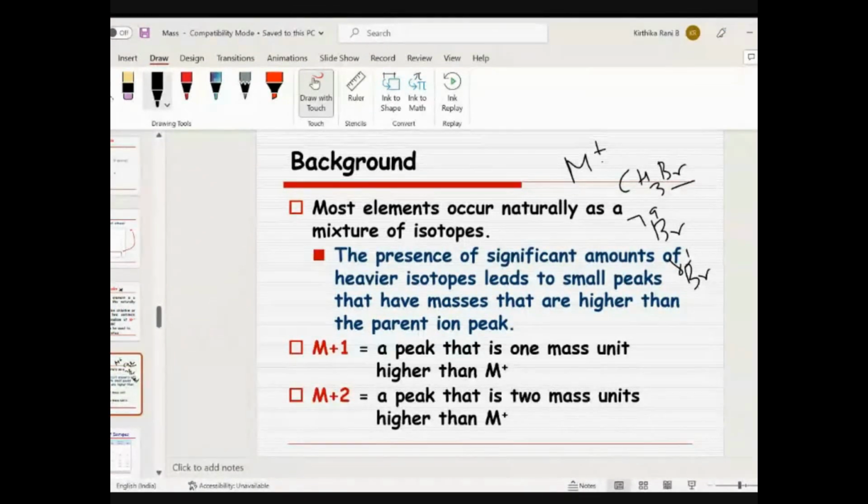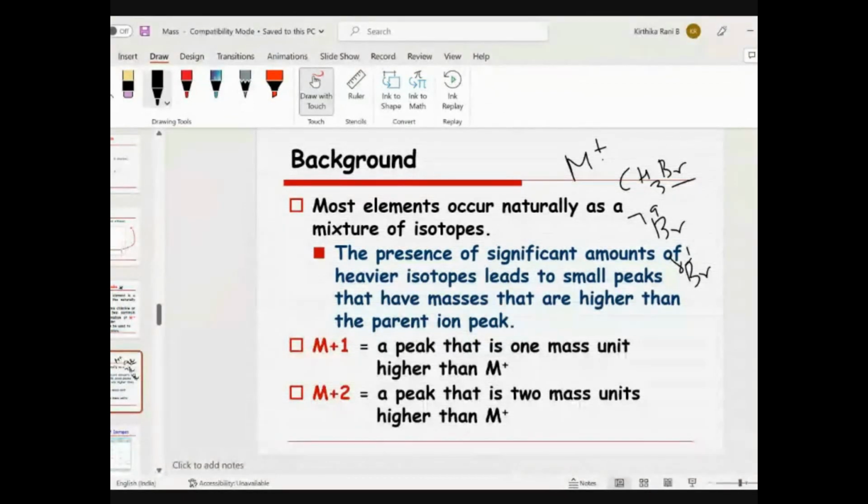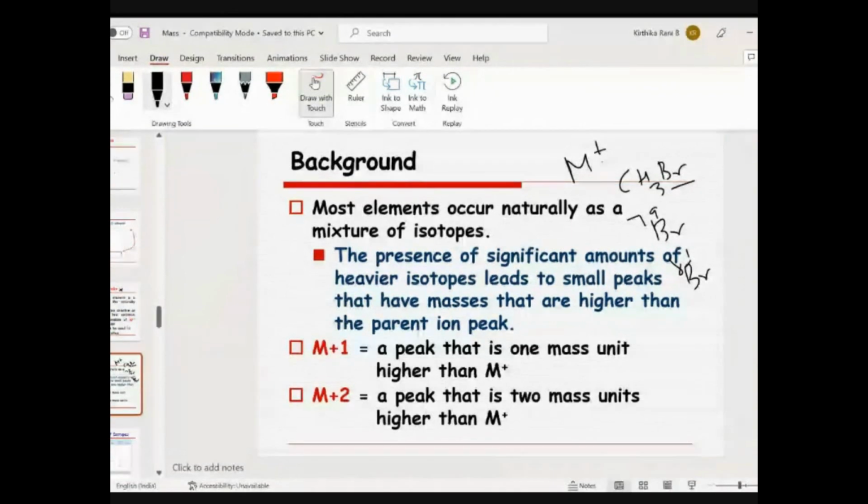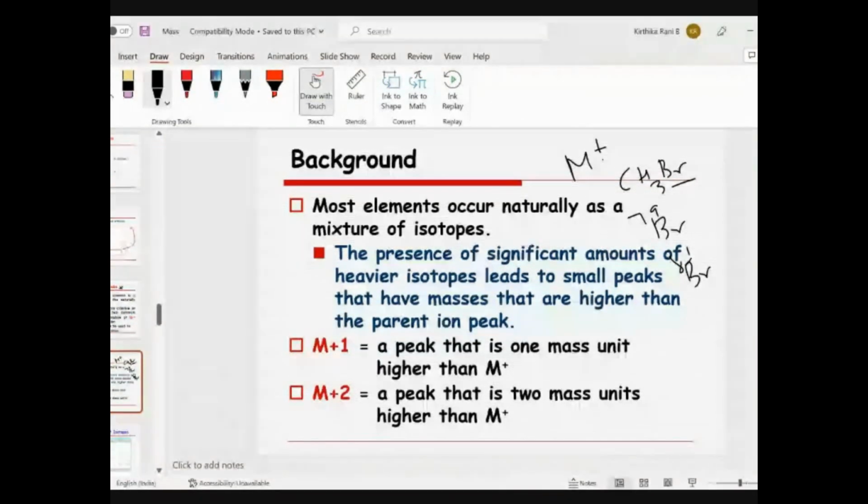Why is it equally probable? Because both have the same abundance. They have equal abundance. So the mass: CH3 is 15 plus 79. So 15 plus 79 is how much?